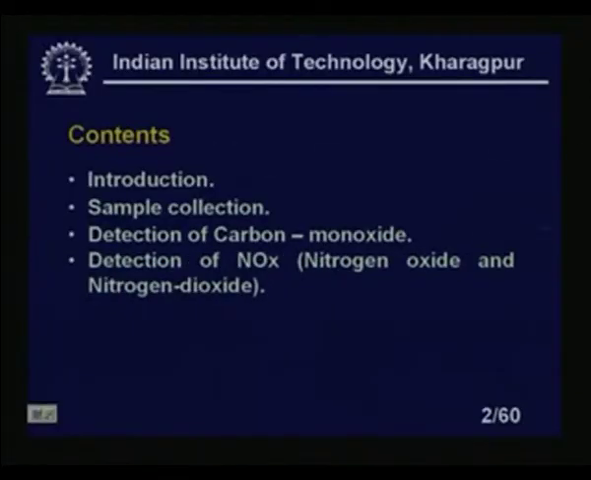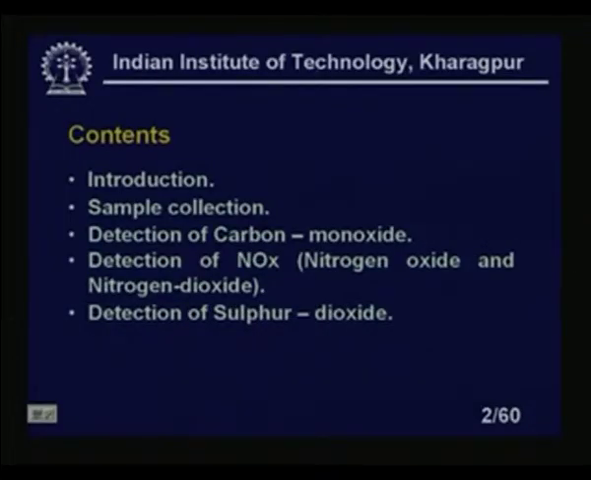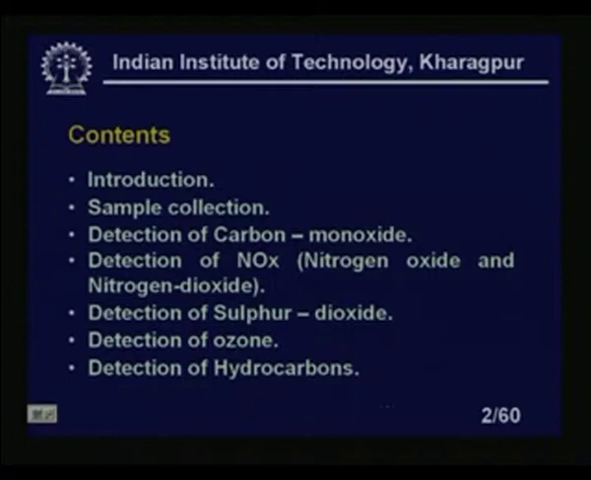Then we have detection of nitrogen oxide and nitrogen dioxide, which is called a NOx analyzer. The NOx analyzer is not only common in the streets. We also find it in the environment, and in many industries, where they measure this to have a safe, good environment for the workers, the people who are working in the industry or the plant. Detection of sulfur dioxide, this is another pollutant, we must measure it. Then detection of ozone, detection of hydrocarbons.